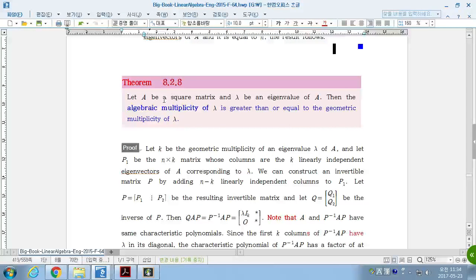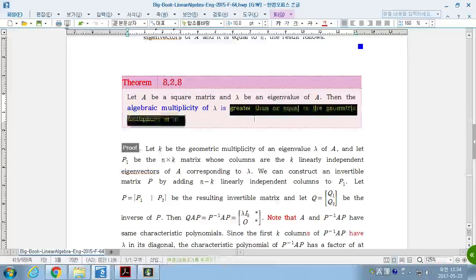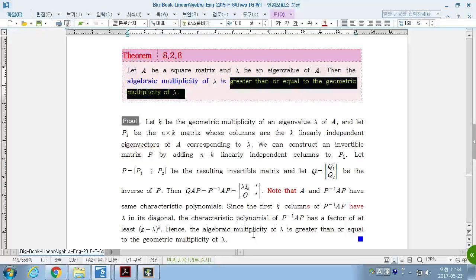Let A be a square matrix and lambda be an eigenvalue of A, then algebraic multiplicity of lambda is greater than or equal to geometric multiplicity of lambda. Okay. 그러니까 대수적 중복도를 다 합친 게 n이었죠. 지오메트릭 멀티플리시티를 다 합쳐서 n이 되면 대각화 가능하게 되는 거죠.